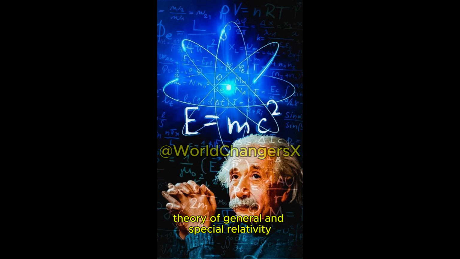Theory of general and special relativity. Albert Einstein redefined the fundamental principles of time and space with his special theory of relativity, published in 1905. He then developed the theory of general relativity in 1915, explaining how gravity bends space-time. These theories revolutionized our understanding of time and space and became the cornerstones of modern physics.